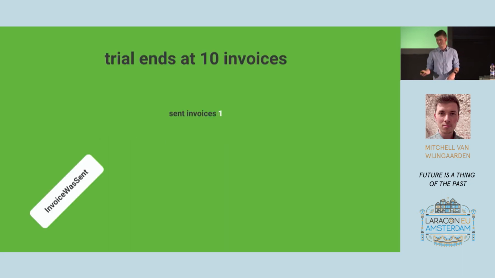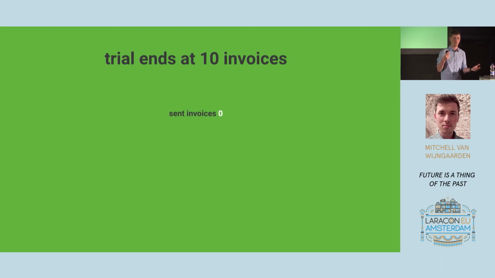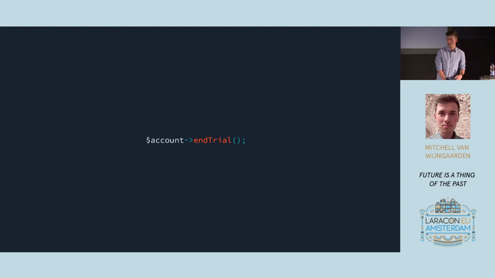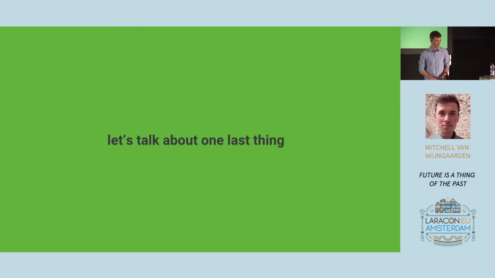So this is how it visually looked with the process managers. We send some invoices, and at some point we'll hit send, and then this thing will fire off. When it actually hits send, we get back the account, and then we call end trial on it, and that'll record a new event, which would then be picked up by a listener, and then the email will be sent, right? So that is event sourcing and projections, and how all of that works.